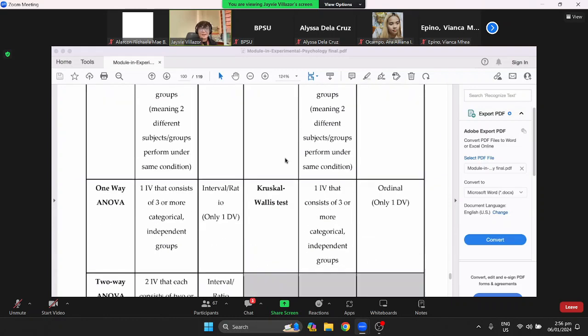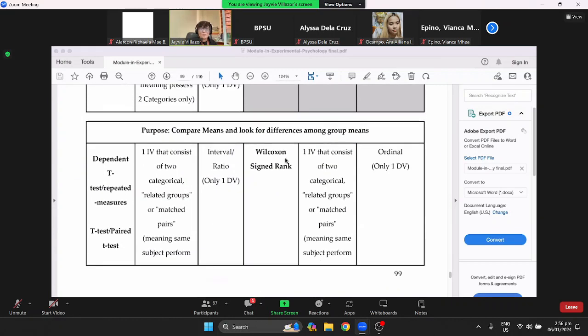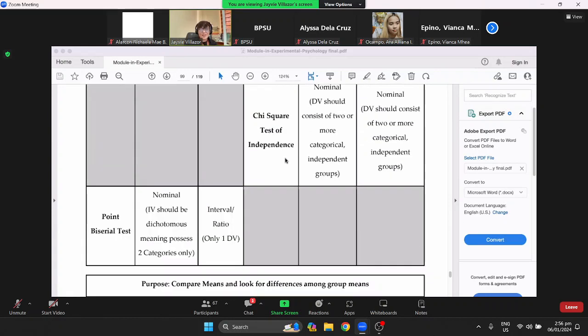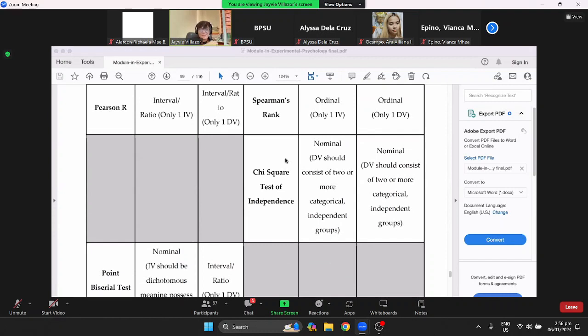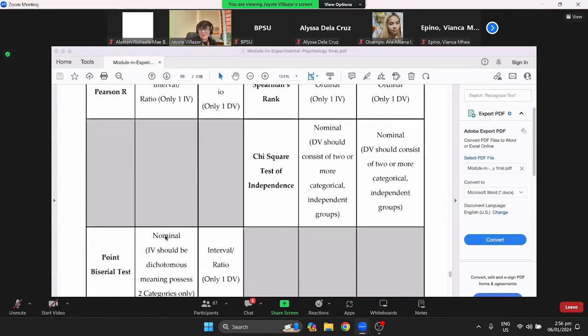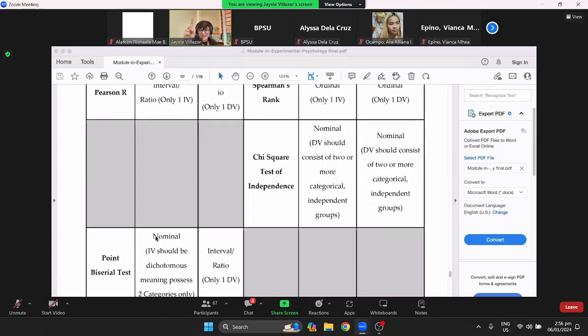After this, magbe-break tayo. Next is, yung purpose natin, again, ay correlation. Ang independent variable natin ay nominal. Again, pag narinig niyo yung nominal, right away, kailangan category. Tapos, yung dependent variable natin ay interval or ratio. So again, sa point biserial, ilan ang independent variable natin? Isa. Pero, meron siyang 2 groups.